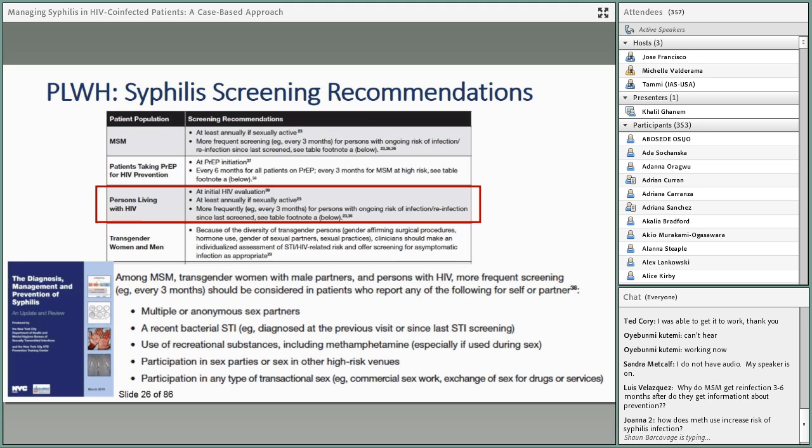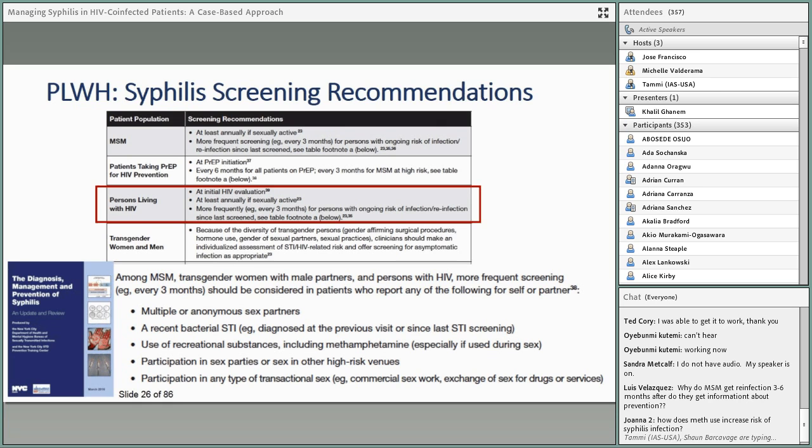I want to highlight this lovely resource, available online for free, the Diagnosis, Management, and Prevention of Syphilis from the New York City Health Department. It's a wonderful review of syphilis that can be downloaded for free, and I will show you the link to download it at the end of my slides.